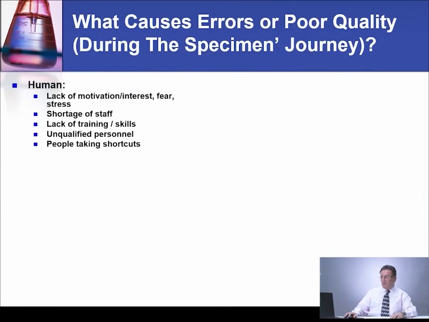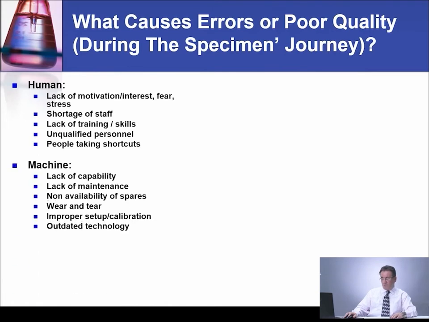So what are the causes of errors or poor quality during the specimen journey? Errors could be human, for example, lack of motivation, interest, fear, stress, shortage of staff, lack of training, unqualified staff, people taking shortcuts, not following the procedure the way it should be.